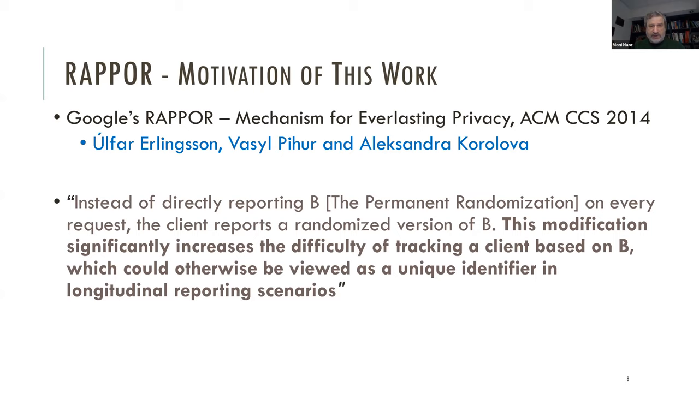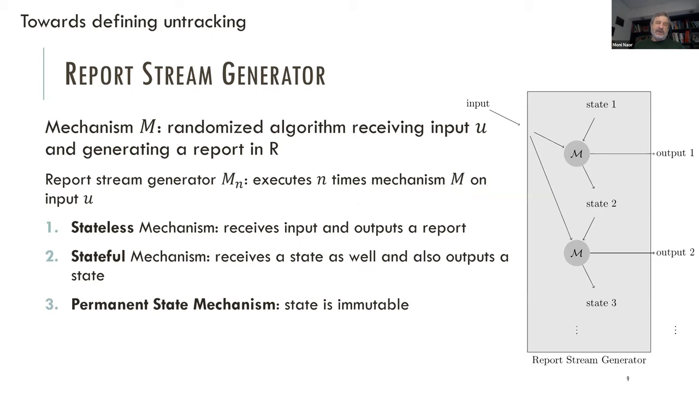So now we're trying to define what we mean by untrackability. We have a report, and we think of the scheme as a report stream generator. We have a mechanism M, a randomized algorithm receiving a user input U and generating reports in R. We're going to apply it N times, and each time it's going to output something.